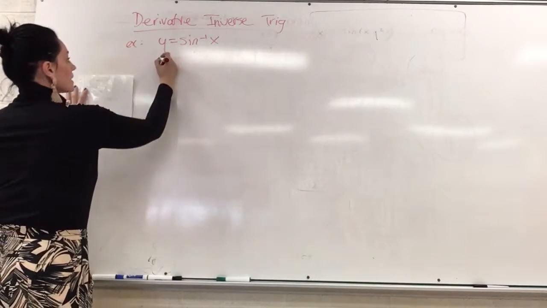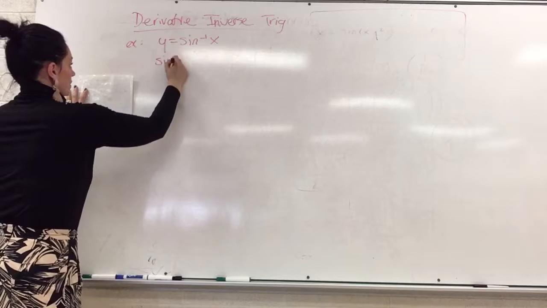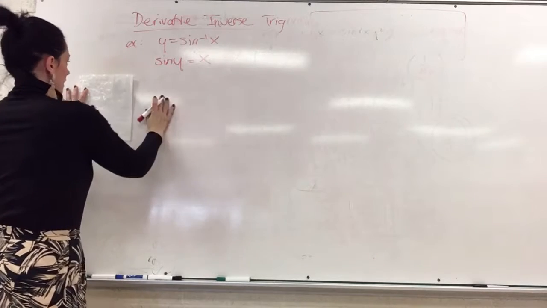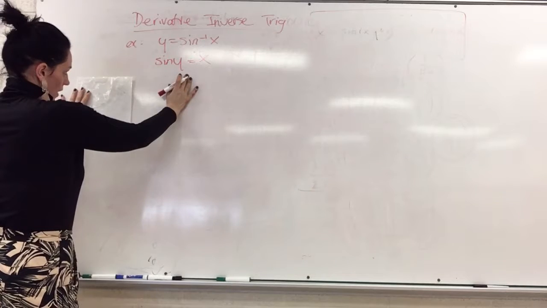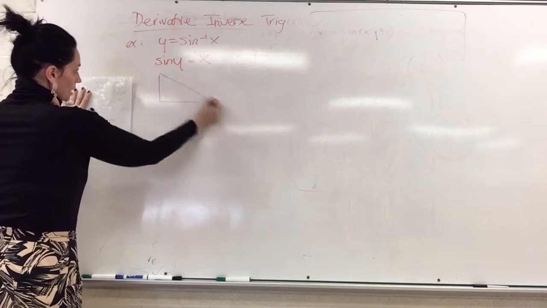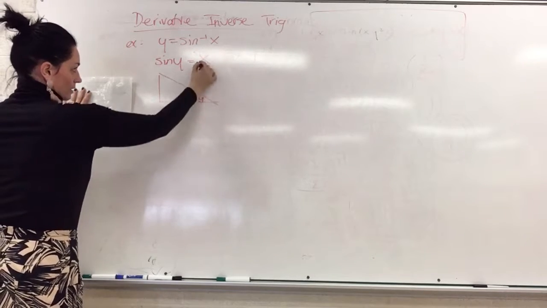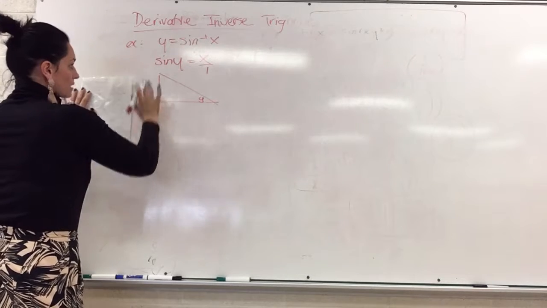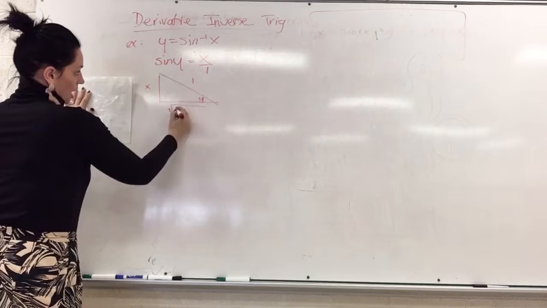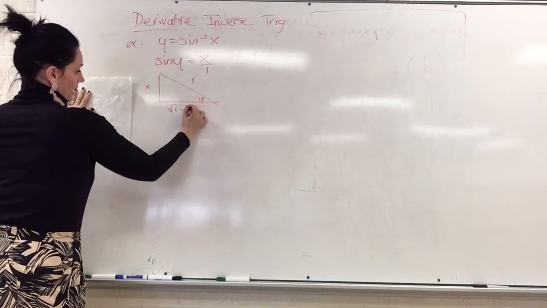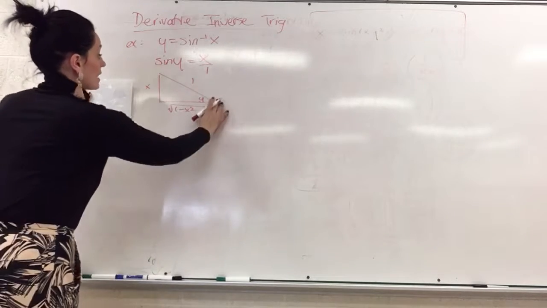So first thing I'm going to do is write an equivalent expression: sine of y equals x, okay? Then I'm just going to make a little triangle to represent what's going on. So, a right angle triangle, y is my angle here, this is x over 1. Sine is opposite over hypotenuse. Use Pythagoras to complete my triangle. So 1 minus x squared, square rooted, is the size of that side of the triangle.